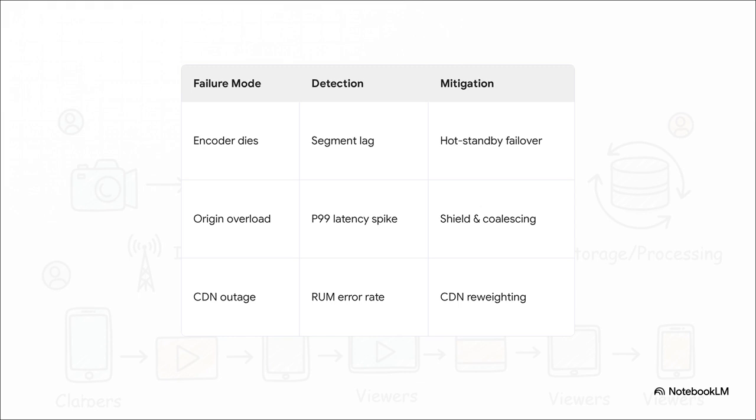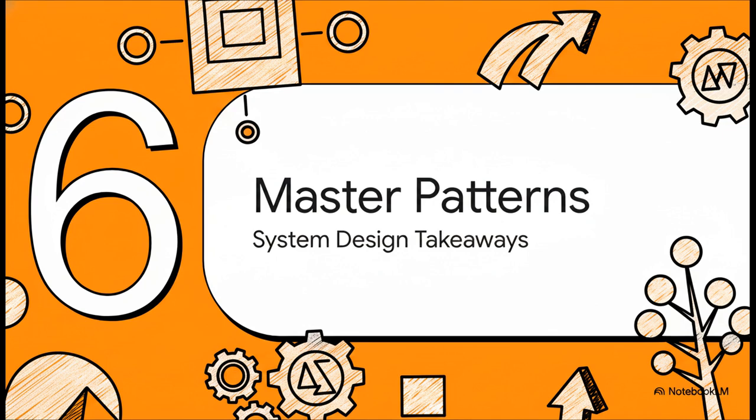And if an entire global CDN goes down, real user monitoring detects the sudden spike in error rates, and the system dynamically reweights the traffic over to that warm backup we mentioned earlier. This is exactly how principal engineers design these mitigations to keep the overall platform availability sitting at an astonishing 99.95%. And that brings us to our final part, Section 6, Master Patterns and our System Design Takeaways.